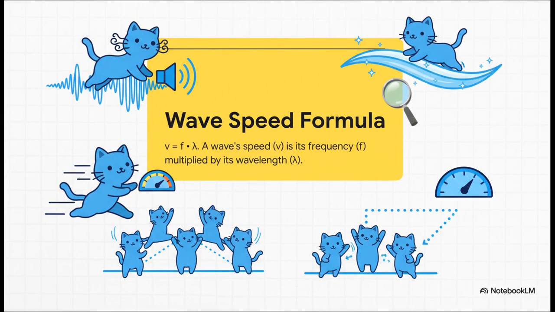Check out this simple formula. It reveals this incredibly powerful relationship that applies to all waves, everything from sound waves to light waves. A wave's speed is simply its frequency, that's how often it cycles, multiplied by its wavelength, which is the distance between its peaks. It's just a really elegant and universal rule.